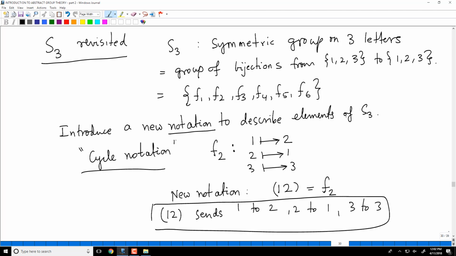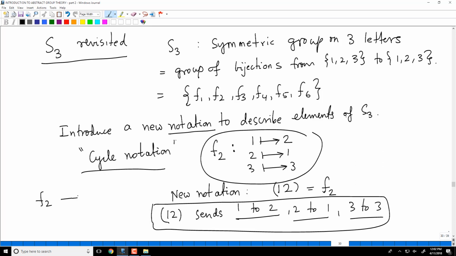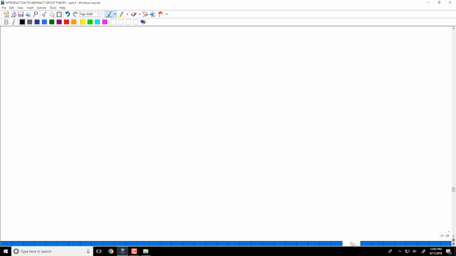So you can definitely agree with me that this is a much simpler notation than writing all this data here. And the advantage, of course, is also that just by looking at it, you know what it does as a function. It sends 1 to 2, 2 to 1 and 3 to 3. So you can replace F2 with (1 2). In the same way, if you use this notation, what does F3 do? F3 sends 1 to 3, 3 to 1, 2 to 2.